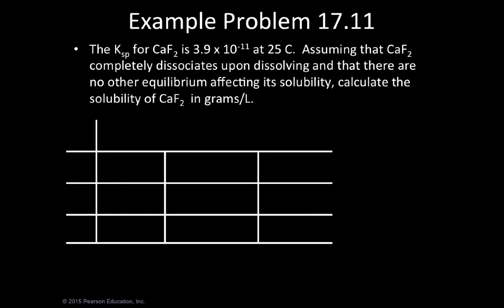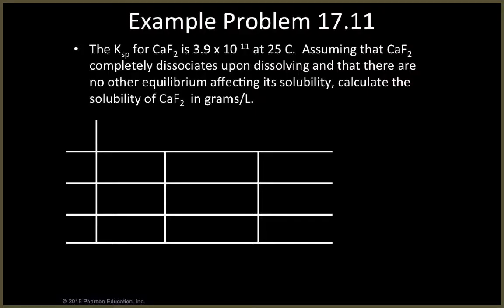Okay, another version of this is it could ask you to find the molar solubility or the gram solubility. So this one gives us the KSP. KSP for calcium fluoride is 3.9 times 10 to the negative 11. All of these things are temperature dependent. That's why they're giving you the temperature. Assume there's no temperature change unless they tell you otherwise. So it says, assuming that calcium fluoride completely dissociates upon dissolving and there's nothing else going on, calculate the solubility of CaF2 in grams per liter.